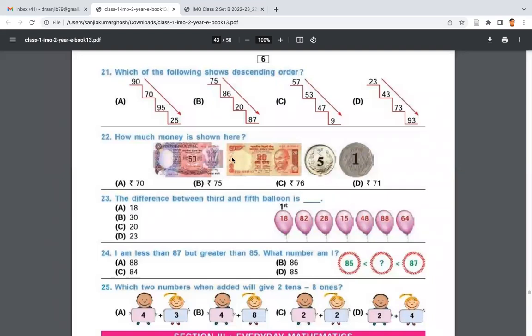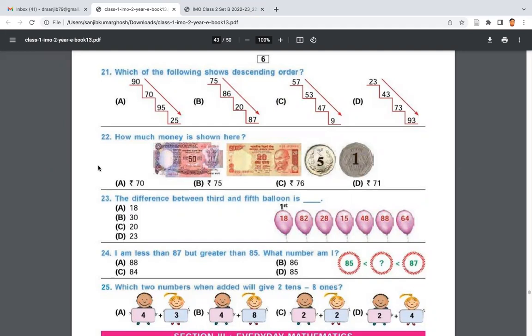Very good. Excellent, beta. Okay, now tell me number 22. 50 plus 20, 60, 70, 75, 76. Very good. Can you explain this answer better? 50 plus 20, 60, 70, 70 plus 5, 75. 75 plus 1 is 76. So the correct answer is 76.